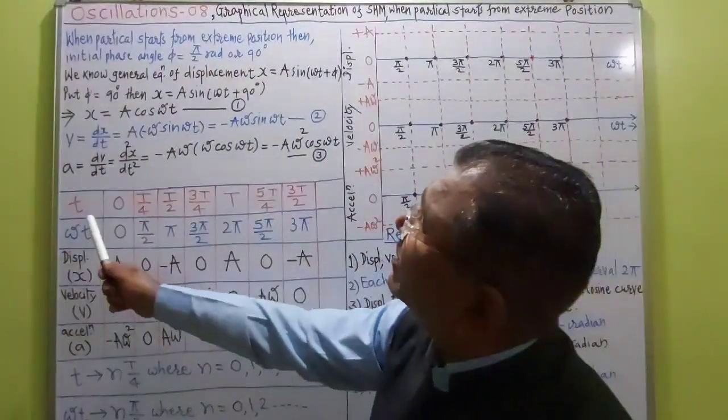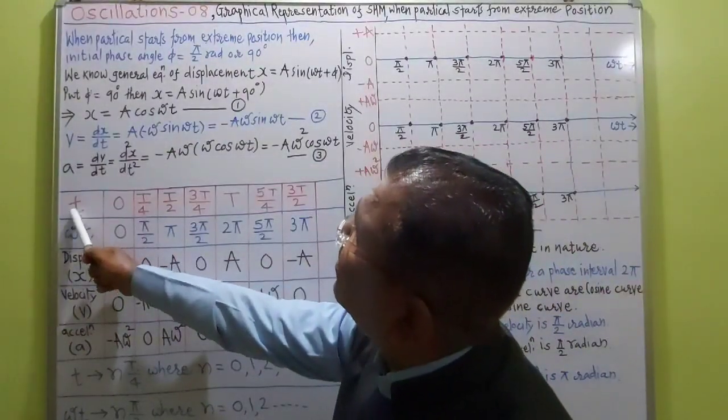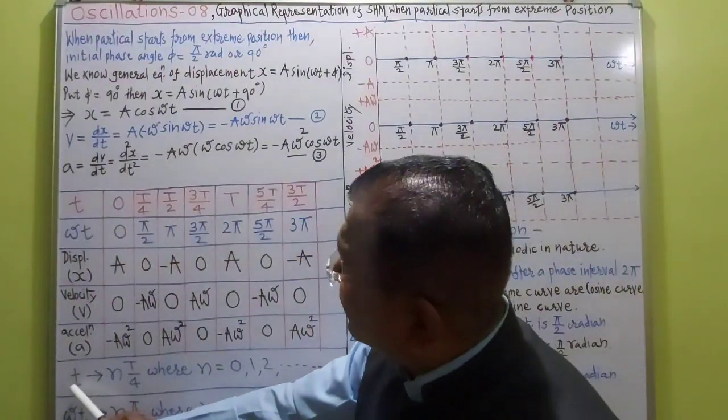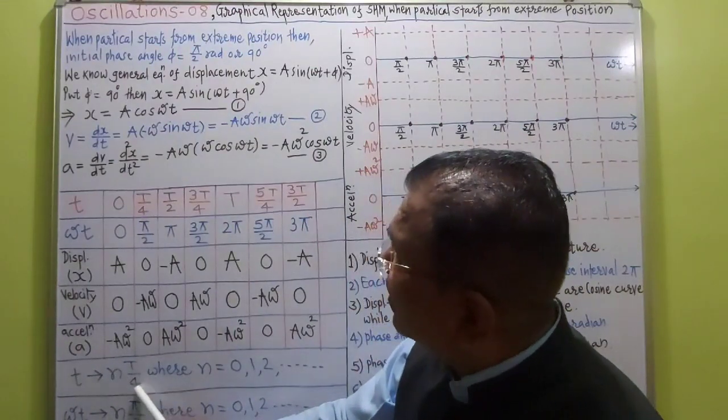So the first row is denoted by time t. How can we remember this? Suppose we can remember this: T stands for nT by 4.